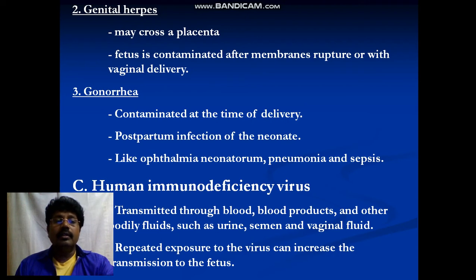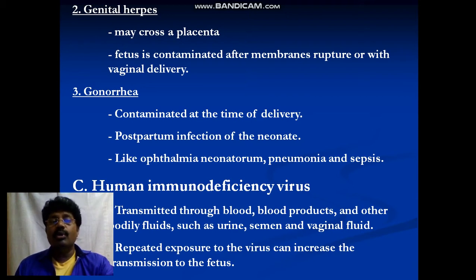Next is gonorrhea, which is most often contracted at the time of delivery. It is a postpartum infection of the neonate. The causative organism is actually Neisseria gonorrhoeae, causing ophthalmic infection, neonatal pneumonia and sepsis. After the delivery, the baby may get these many infections.